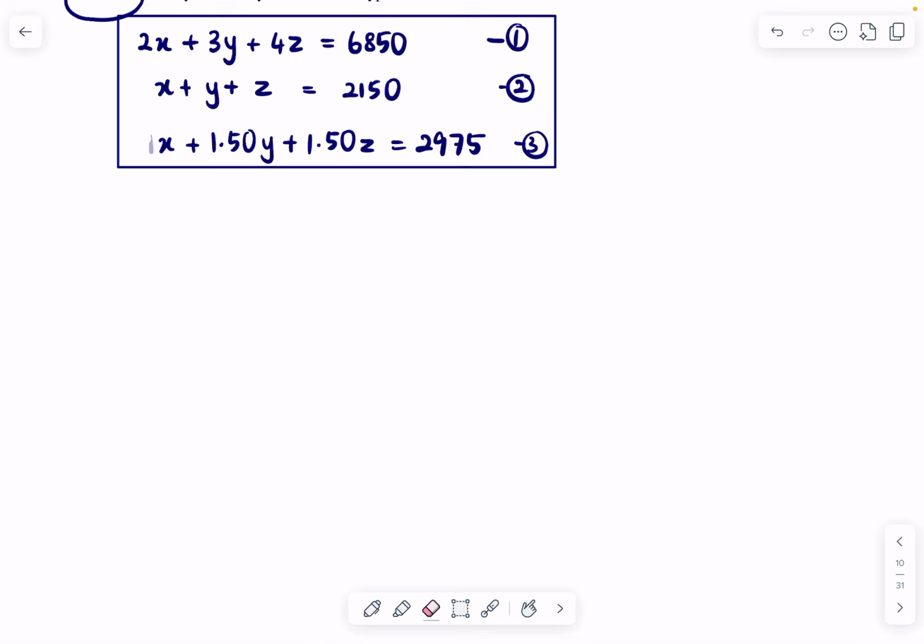Okay, this is 1x, so I'm just going to call this x. Maybe we can try elimination here. So since this one is 1x and 1x, this is 2x, we can multiply these equations by 2, so that we get 2x, 2x, 2x. Okay, so we say equation 2 we times 2, and then equation 3 also we times 2. So if equation 2 we times 2, all this times 2, we get 2x, 2y, 2z.